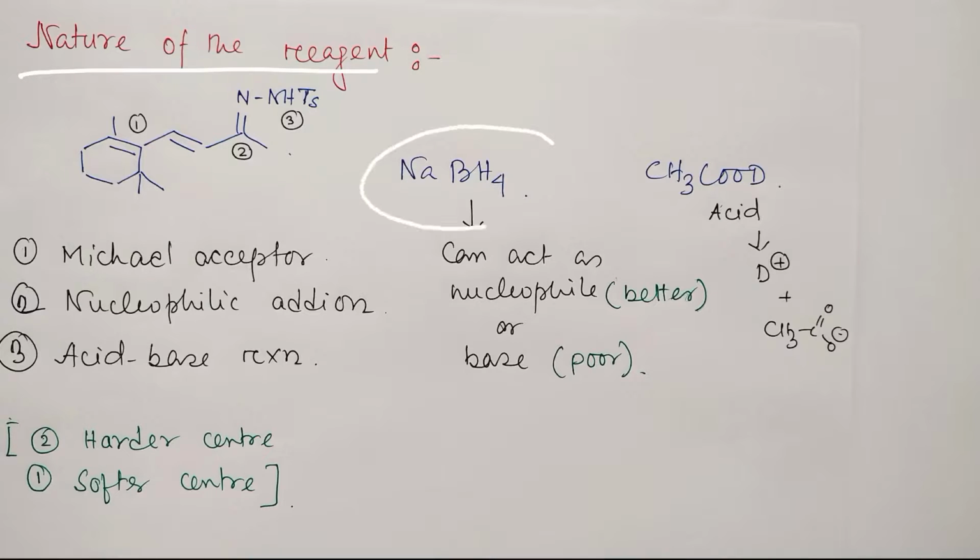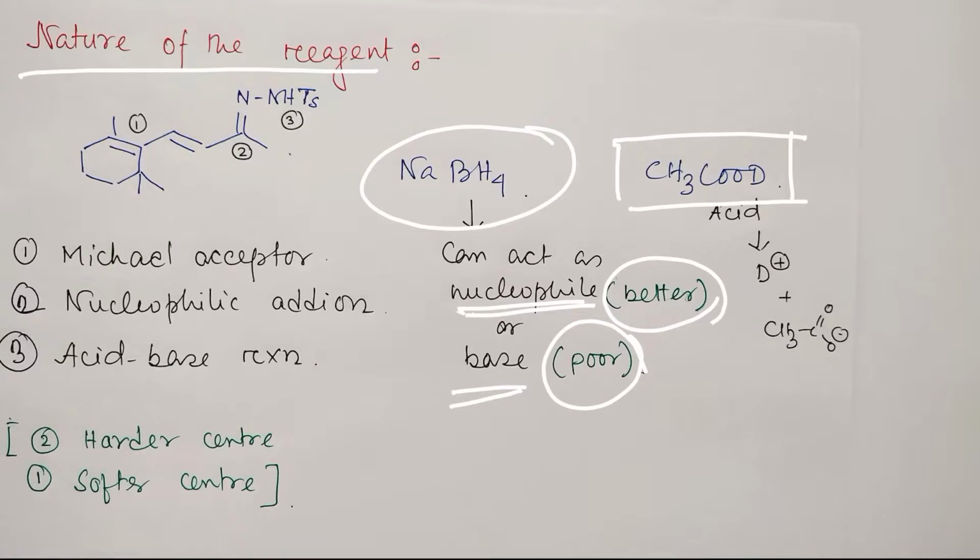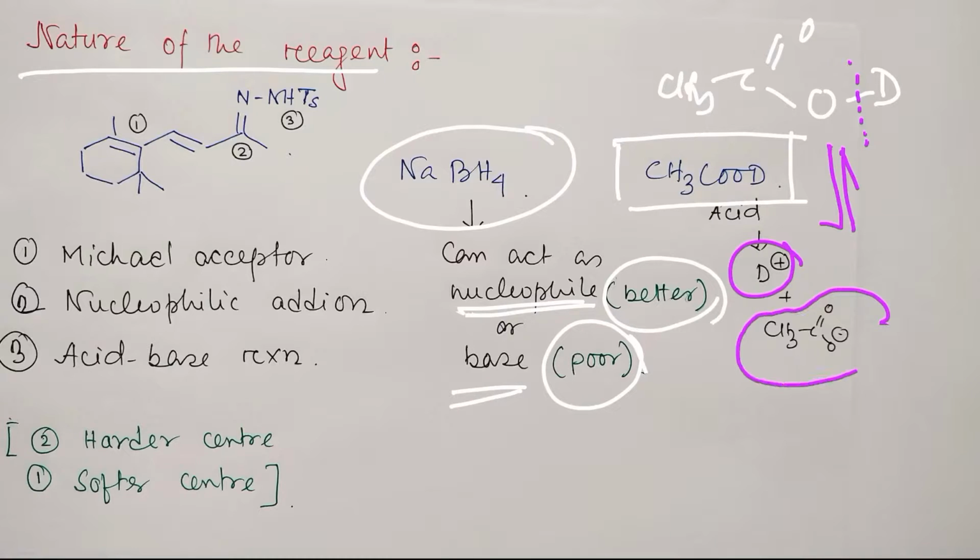First of all, sodium borohydride can act as both a nucleophile and a base. As a nucleophile, it is a better nucleophile because it is a softer reagent. As a base, it is a very poor base. And CH3COOD is deuterated acetic acid, and the D is attached to the oxygen, which means the actual structure is this. So what can happen? It can ionize in this way, and ultimately produce D plus and the acetate anion. Like acetic acid, which produces H plus, this produces D plus.